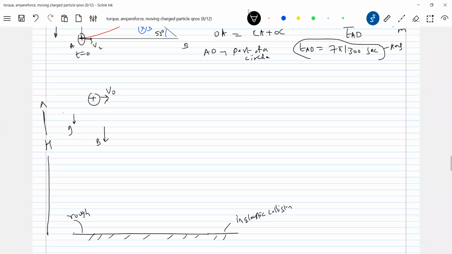Everywhere B bar is uniform, gravity is present, the surface is rough. So first, what will happen to this charged particle? It is going to move in a spiral path with increasing pitch. What will be the radius of that? It will be a constant, a fixed value.